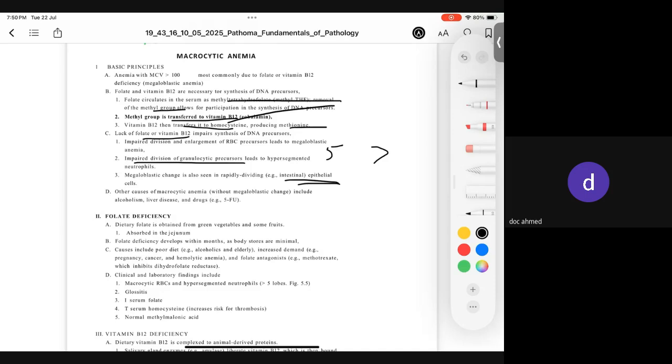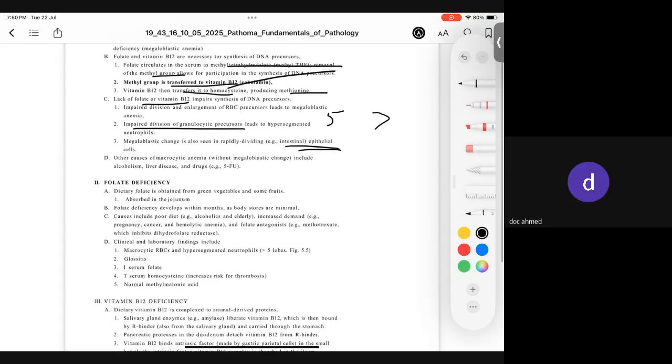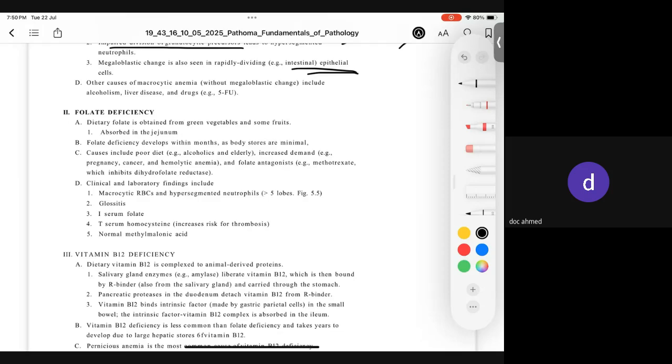Okay. So let's discuss folate deficiency. From where do we get folate? We get folate from vegetables and fruits, which are absorbed in the jejunum, right? Folate deficiency develops within months because normally we have very little supply of folate inside the body. The storage is very small, right? So if you have folate deficiency, you're going to be deficient in months, right?